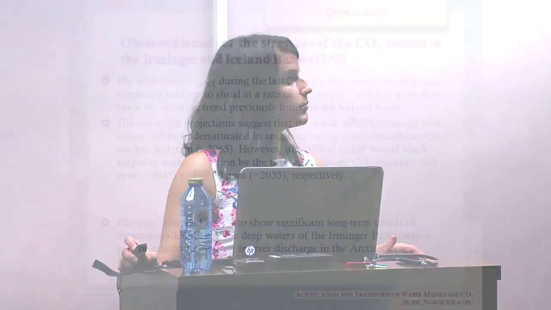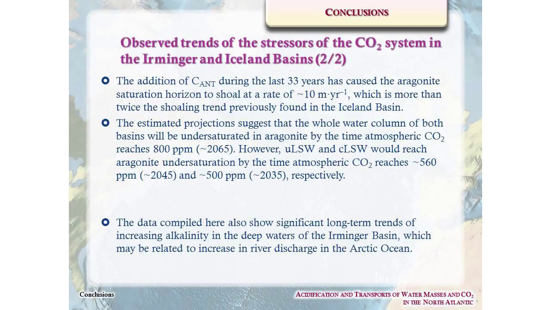According to our estimates, the addition of anthropogenic CO2 during the last 33 years has also caused the aragonite saturation horizon to shoal at a rate of about 10 meters per year, which is more than twice the shoaling trend previously found in the Iceland Basin.